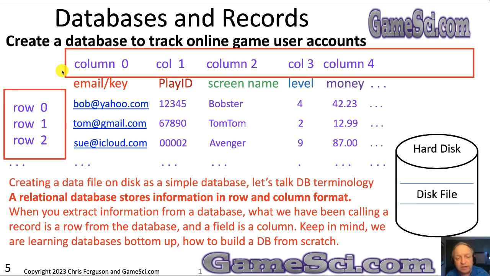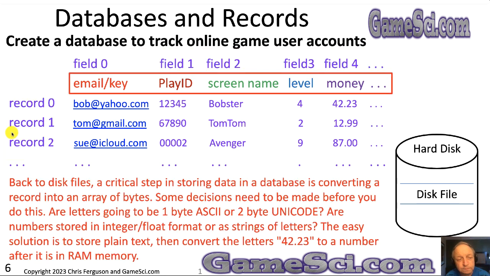Keep in mind we're learning databases bottom up, how to build a DB from scratch. We looked first at writing this data to a text file, and now we're going to look at storing it in a relational database. Whether you choose to call these rows or records, columns or fields, doesn't really matter. Just about everything in computer science has multiple names. So just get used to it. Some people call these records, some people call them rows. Some people call these fields, some people call these columns. When I think of a table, I think rows and columns.